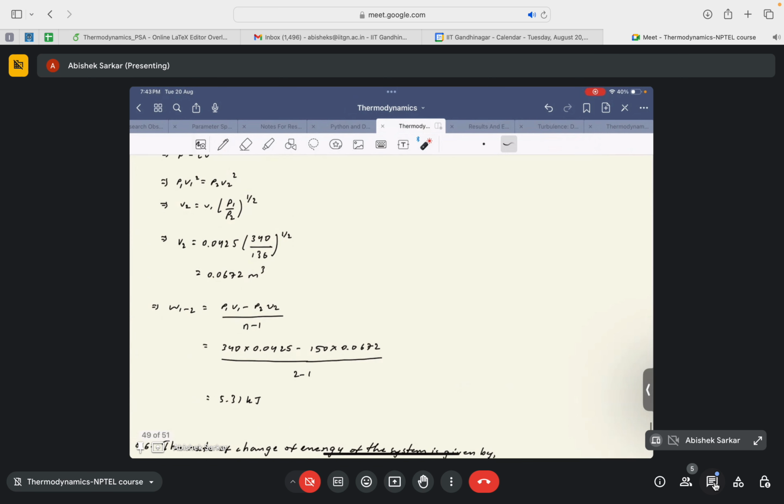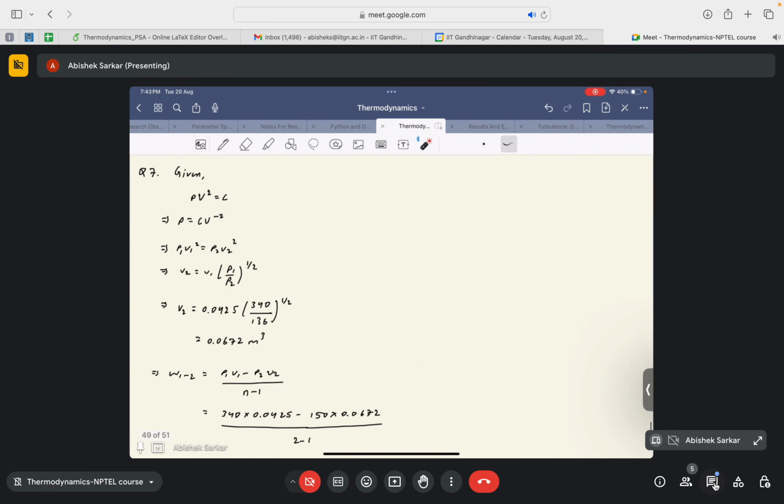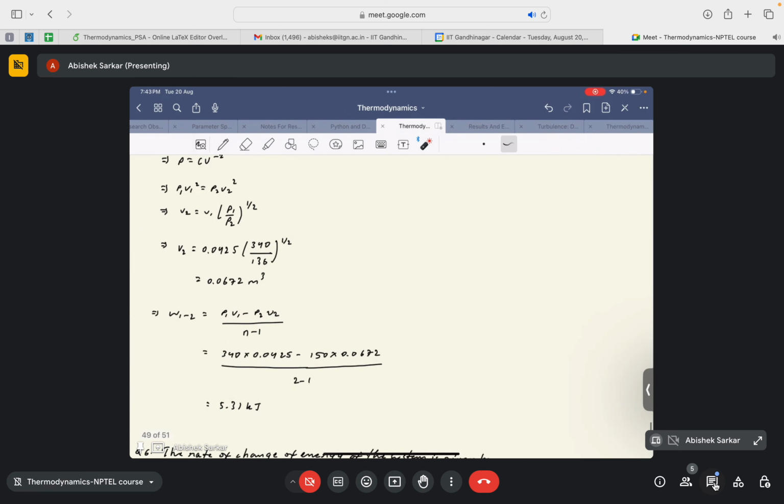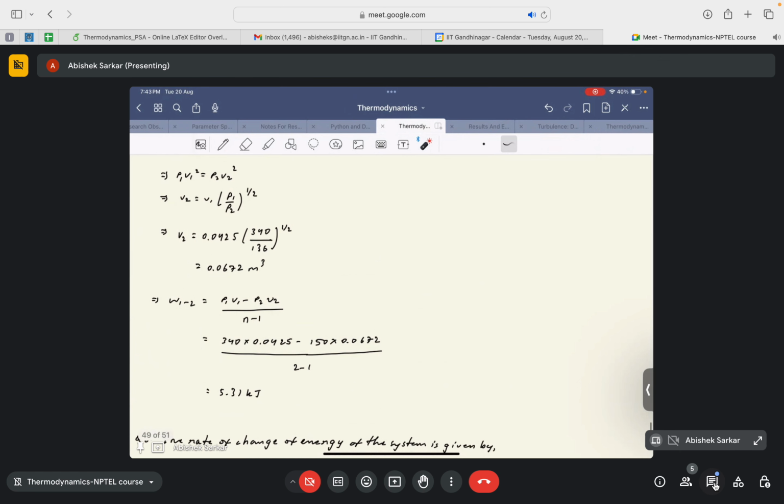Again, very simple calculations. So V2, as I already mentioned, is given by V1 into P1 by P2 to the power of half. So V2 is 0.0425 into 340 by 136 to the power of 1 by 2. So you get V2 is 0.0672 meter cube. Then work done from 1 to 2 is P1 V1 minus P2 V2 divided by n minus 1. So work done is 340 into 0.0425 minus 136 into 0.0672 divided by 2 minus 1. So you get the answer as 5.31.